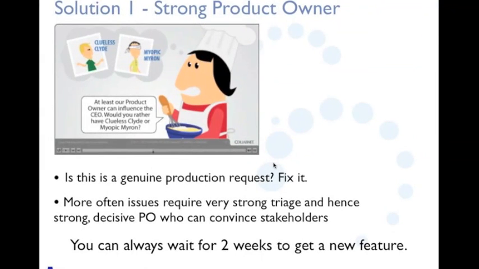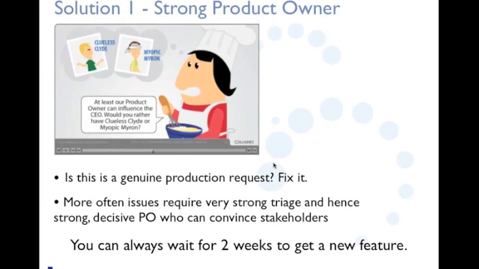So we need a very strong product owner, a product owner who is available to the team, who is decisive, who can really make strong calls, and he can go back to stakeholders and convince them. One of the arguments that can work in your favor is you can always say that you can wait for 2 weeks to get a new feature that you're asking for. Can't you wait for just 2 more weeks, so that you can really push that into a later part?